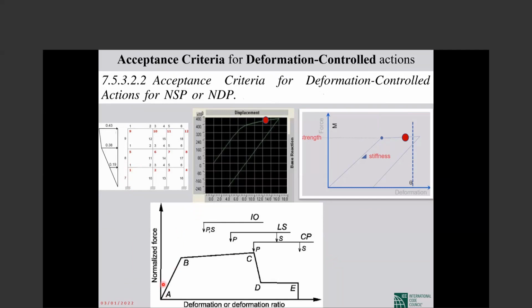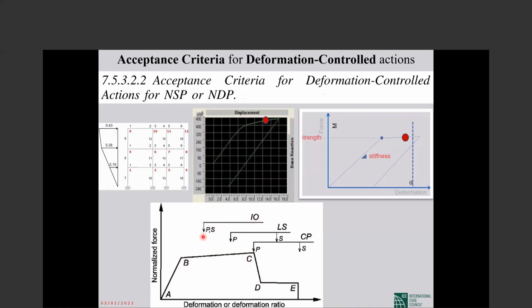Force control, not a big deal. That should remain elastic. But for a deformation control element, whatever condition they have, good, bad, beautiful, ugly, whatever situation they have, you can easily find what their capacities are, and their modeling parameters, this shape, these modeling parameters, and the acceptance criteria.